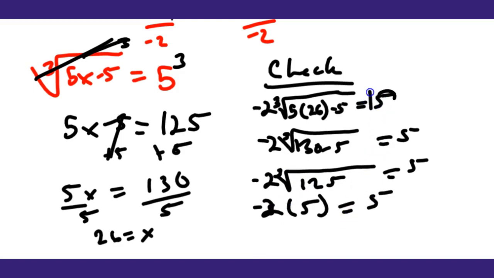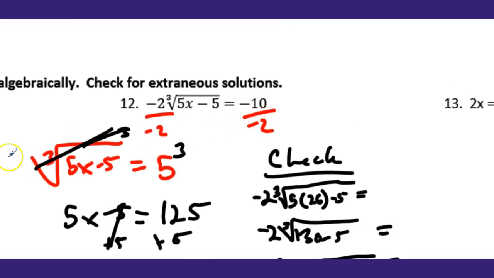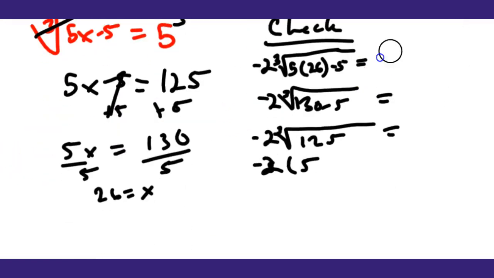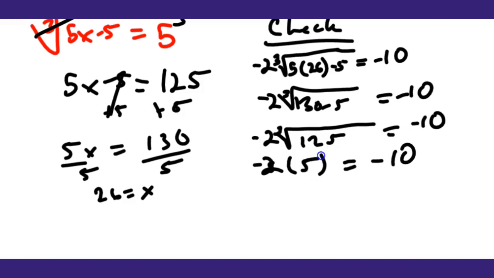Oops, this is -10 the whole time. Sorry, guys. Let me go back and make sure I clean this up. You've got to look at the original problem. I forgot that's not the original. The original was -10. So don't make that mistake. Anyway, that's 5, and that should equal -10. And doing so, -2 times 5 is -10, which does indeed equal -10. So 26 is the answer.